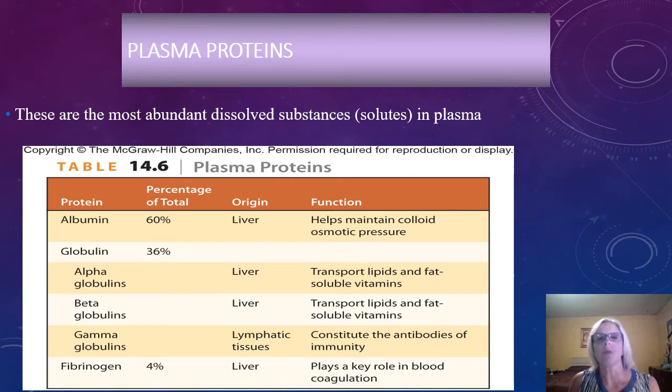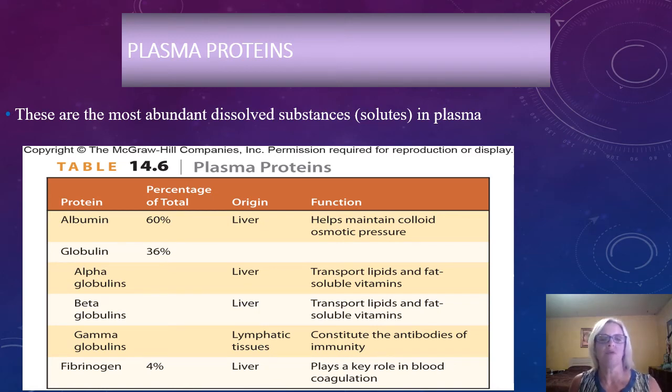So we have three main types of proteins in our plasma: albumins, globulins, and fibrinogen. These differ in composition and function. Albumins are the smallest, but they make up the largest percentage, right at 60% of proteins. These guys are made in the liver. These are most important for water balance, all right? If plasma protein concentrations are too low, we can have edema. The tissues are going to swell.